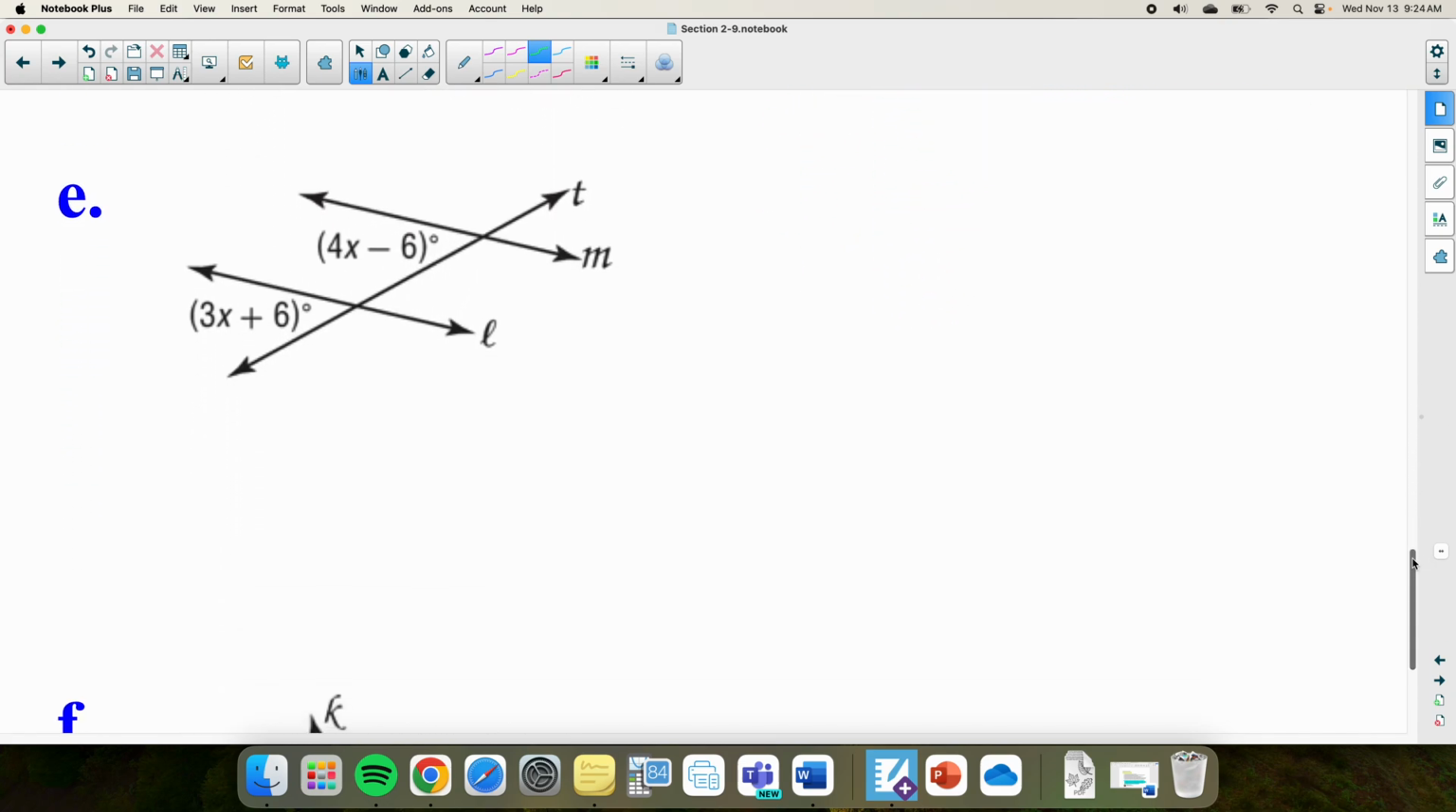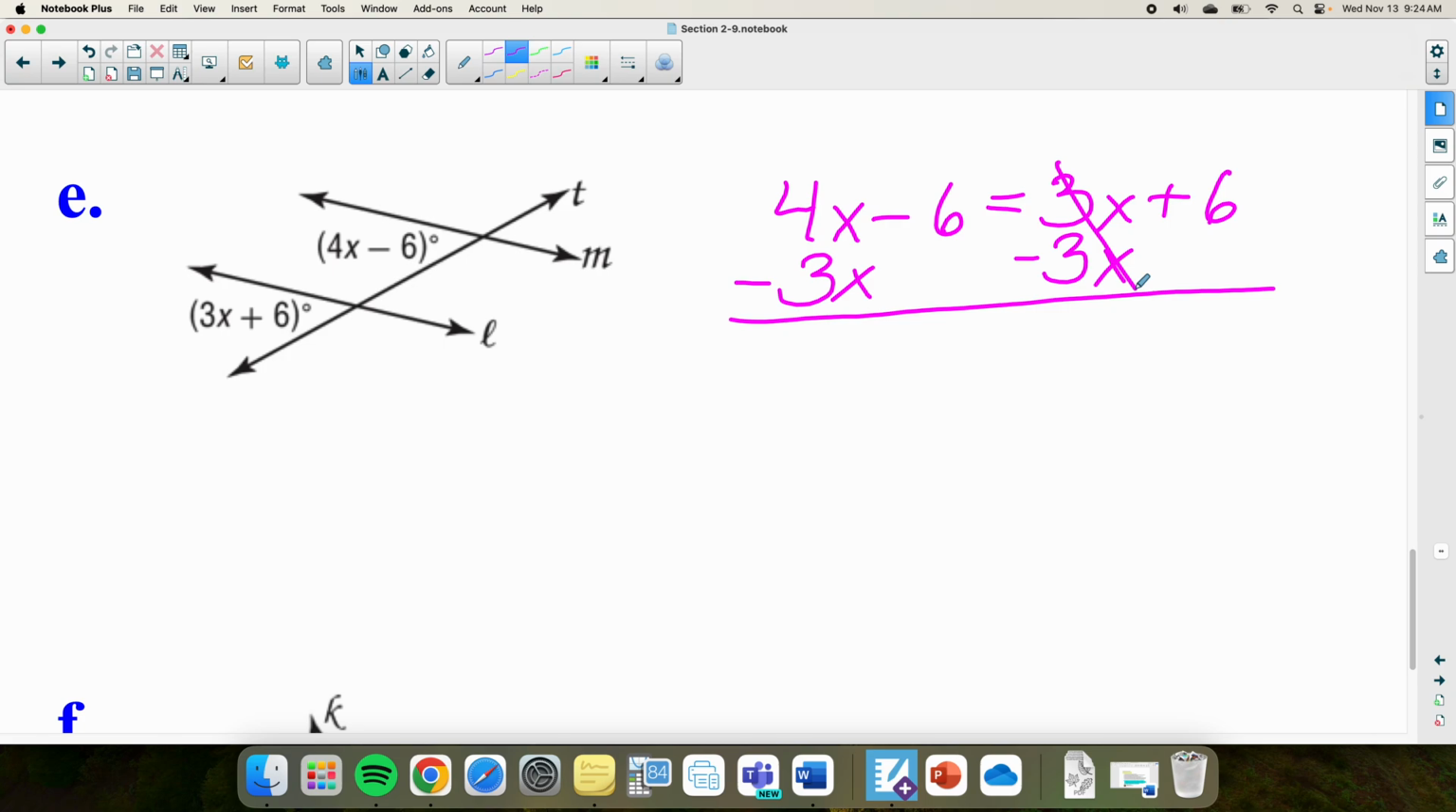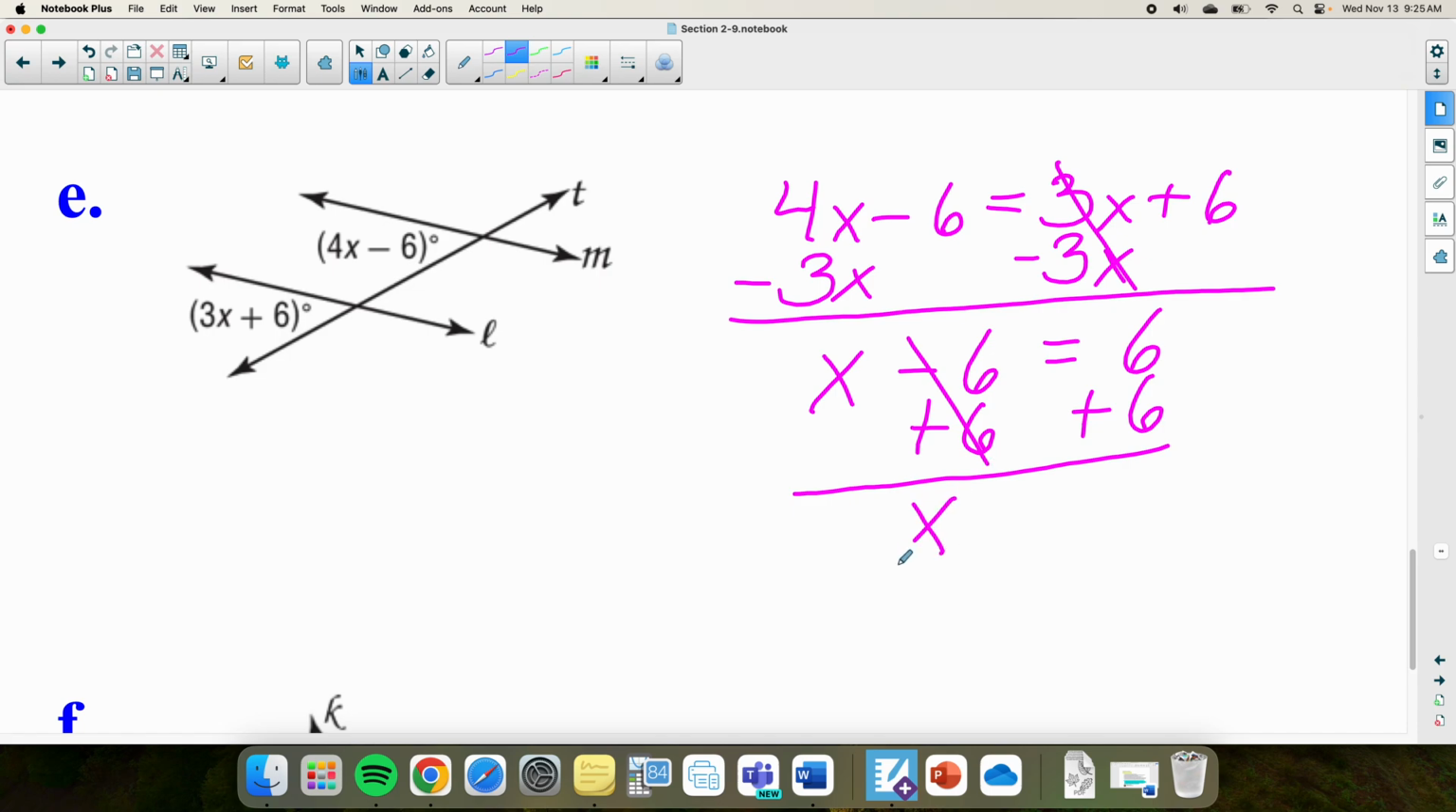Then, if we look here, what kind are those two? Corresponding. And corresponding are equal. Okay. And then what I do is bring my x over, so I subtract 3x. Now 4x minus 3x is x, subtract 6 equals 6. Then I'm going to add 6, and I get x equals 12. Okay.